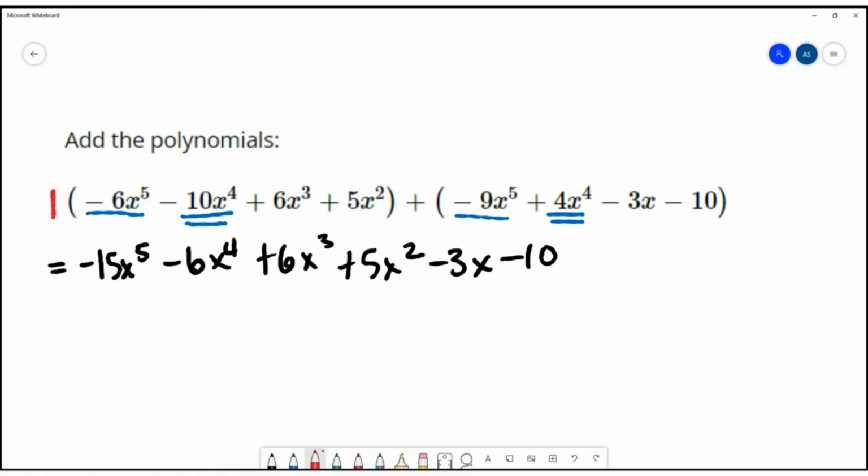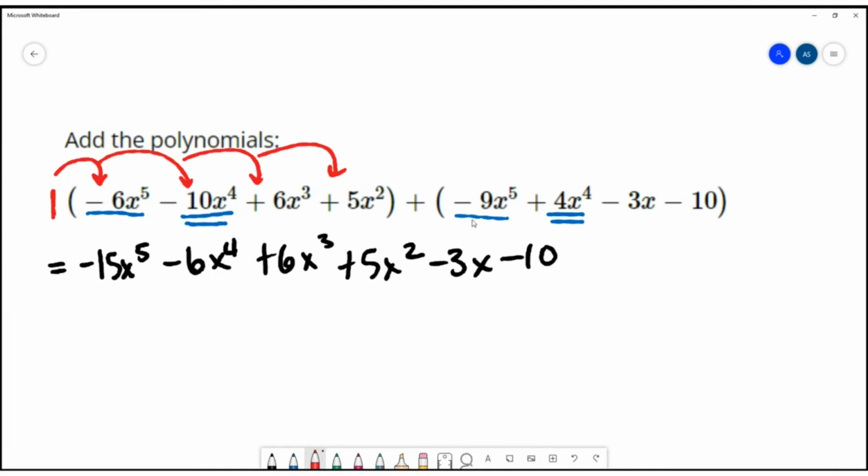And if I want to remove the parentheses, I would just need to distribute that 1 to every term. 1 times any number is just itself. So that allows me to just ignore the parentheses here and use the numbers inside the parentheses.